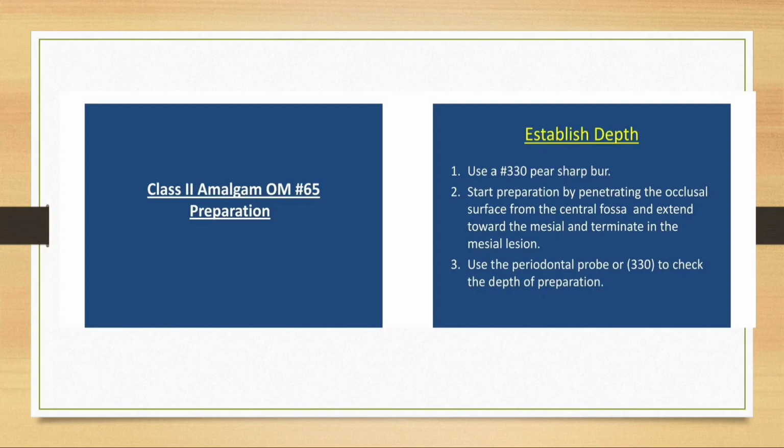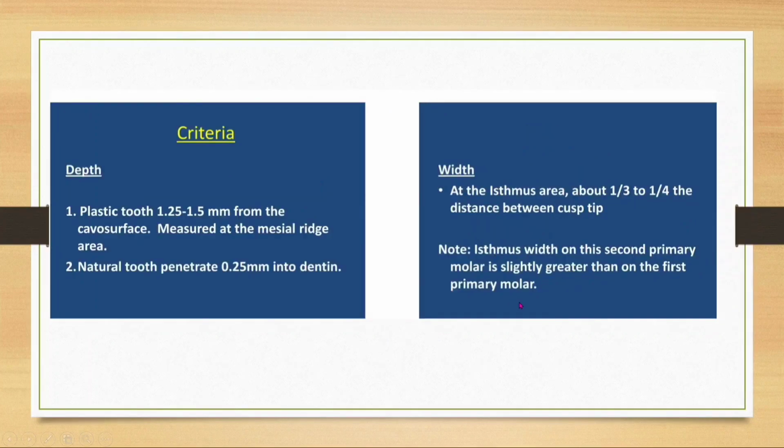Now let's see what are the amalgam preparation requirements for class 2. So the first thing is the depth, established using a pear-shaped bur. The preparation is made by penetrating the occlusal surface from the central fossa, extending towards the mesial side and terminating at the mesial lesion. We can use a periodontal probe to check the depth of preparation.